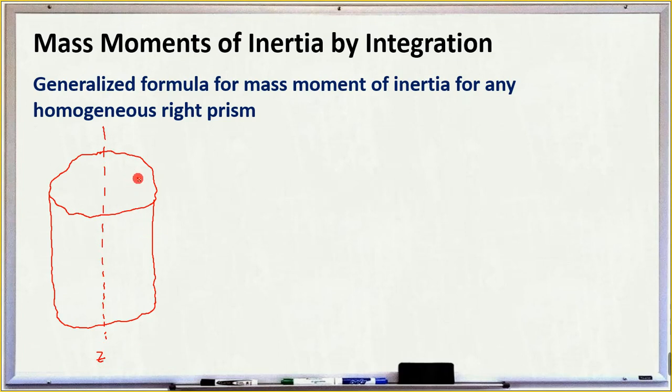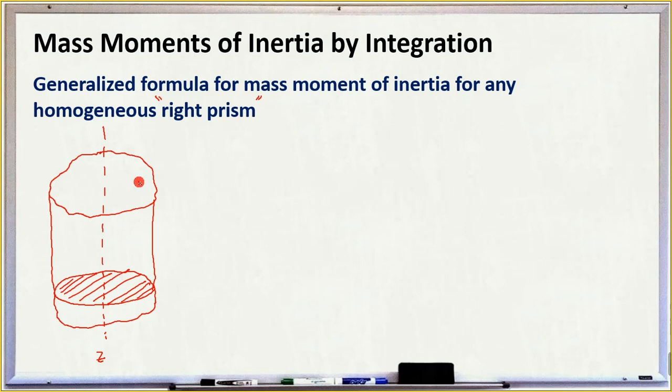And then again, when we say right prism, meaning every cross-sectional area of the prism is perpendicular to the z-axis. So if you want to cut this prism halfway, the exposed cross-sectional area should be perpendicular to the z-axis. Say, if we have here a cross-sectional area, this one, this cross-sectional area should be perpendicular to our z-axis.